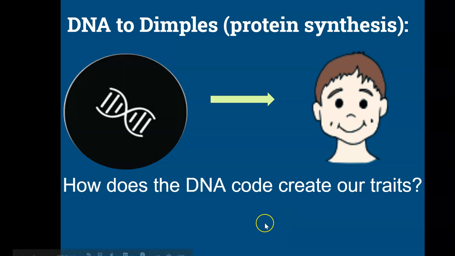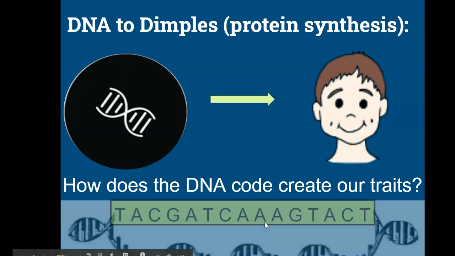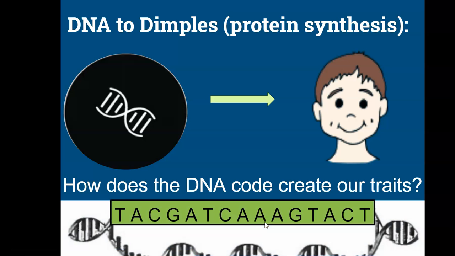All right, so we have been studying DNA, we've been studying DNA replication, and we've studied genetics. And so we're trying to understand, how does the DNA code create our traits? So if these are our nucleotides in DNA, how do we go from this to give us a trait like dimples or like bent pinkies or a widow's peak or something like that, our eye color? So that's what we're trying to understand.